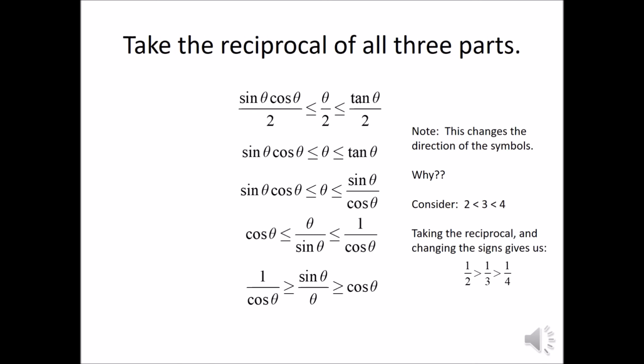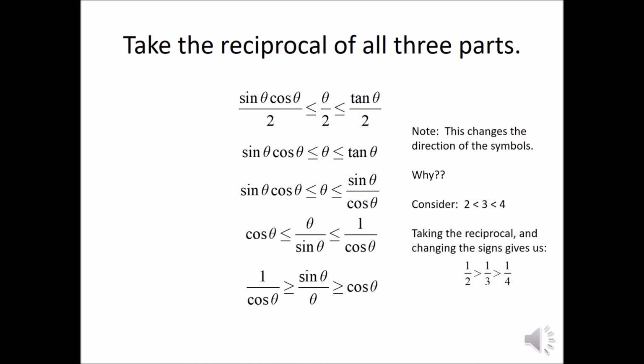Next thing I'm going to do, I'm going to take the reciprocal of all three parts. Reciprocal of cosine theta is 1 over cosine theta. Reciprocal of the middle is sine theta over theta. Reciprocal of 1 over cosine theta is the cosine of theta. But when I do that, I change the direction of the symbols. And why would this happen? Well, let's take a look at this really simple inequality. 2 is less than 3 less than 4. If you take the reciprocal, you've got a half, a third, a fourth. A half now is the biggest one, followed by a third, followed by a fourth. Hopefully that might be enough to convince you why, if we take the reciprocal, we have to change our symbols.